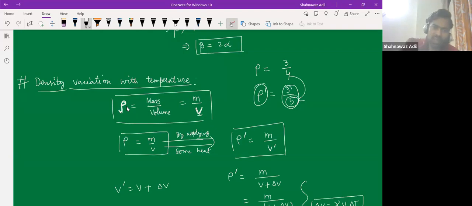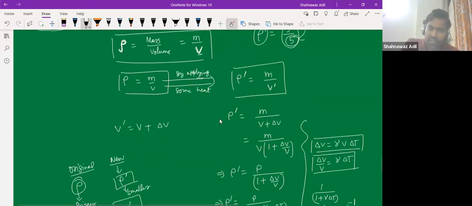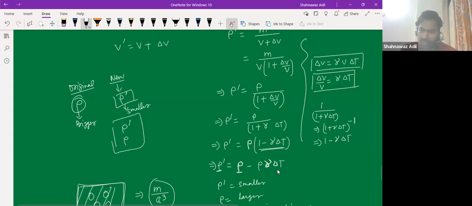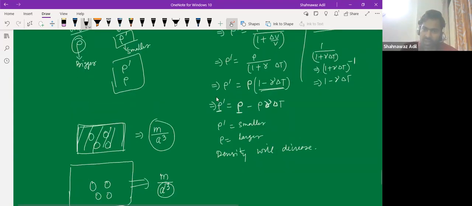So that was what I was telling. And this would be decreased by this much amount. So this would be the decrease in the density. Right.